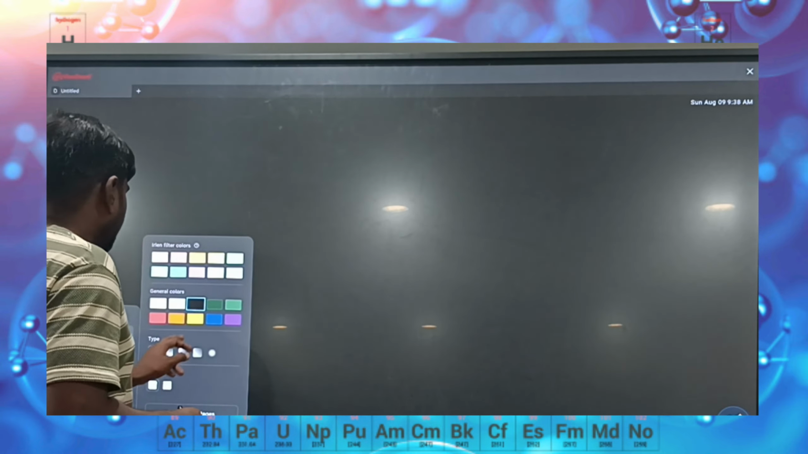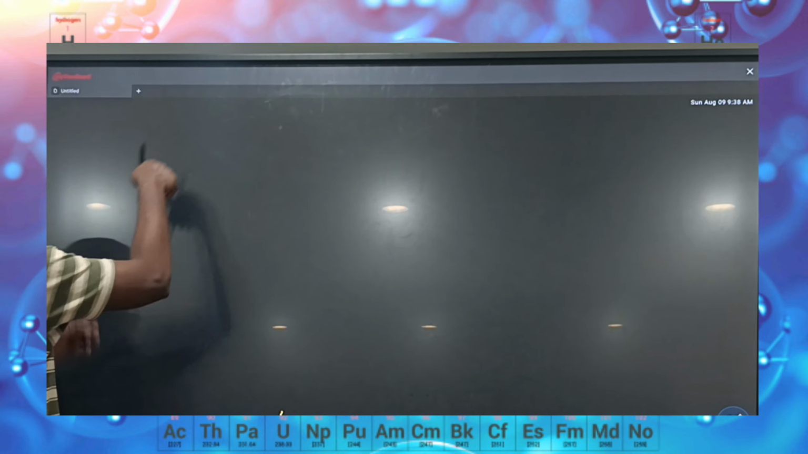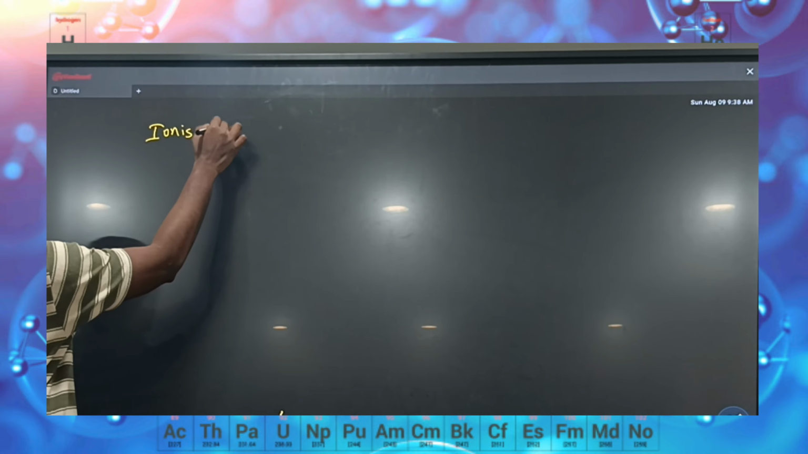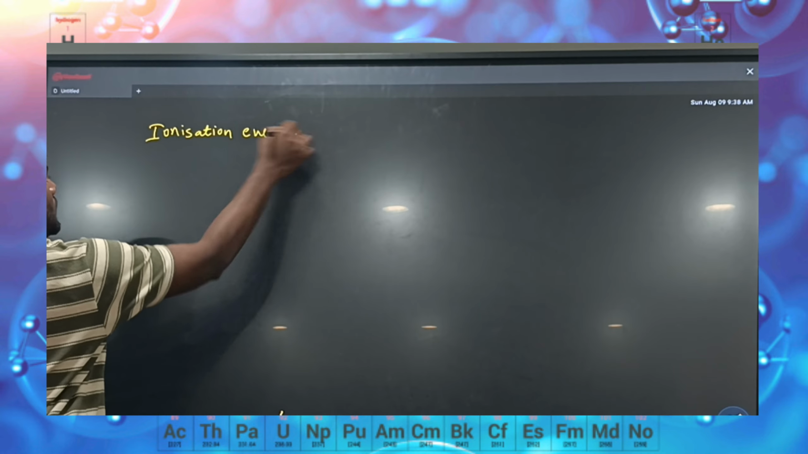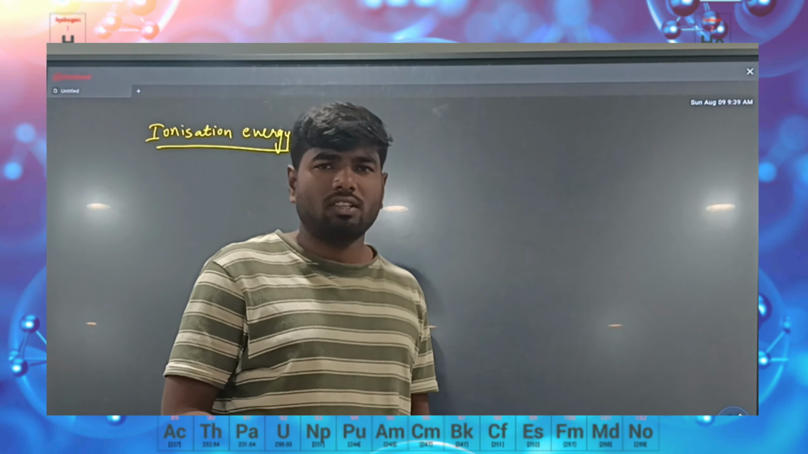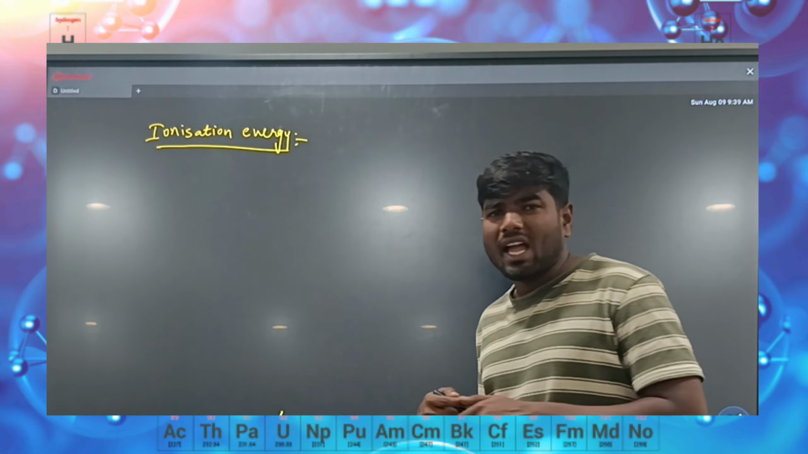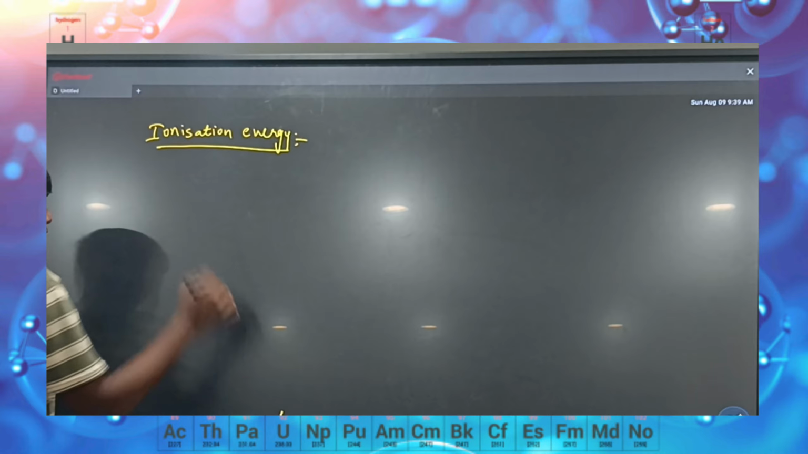First, we should know the definition of ionization energy. What is meant by ionization energy? Ionization energy is nothing but the amount of energy required to remove an electron from a gaseous neutral atom.